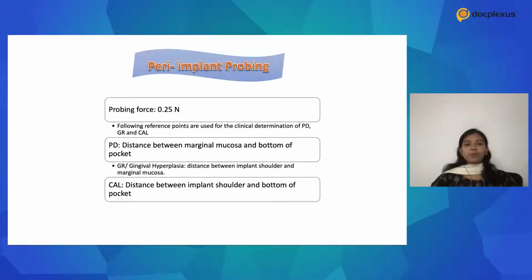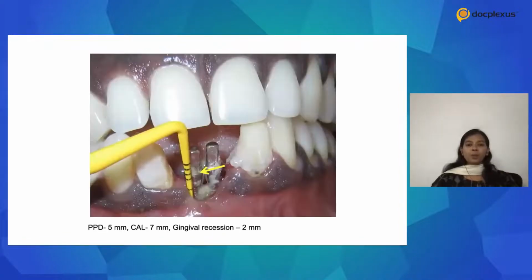So this peri-implant probing, as I told you, should be only 0.25 Newton centimeters. So probing depth is the distance between the mucosa and the bottom of the pocket or bottom of the implant sulcus, whereas CAL is the distance between the implant shoulder and the bottom of the pocket. So these are some of the parameters which you should be able to record during your peri-implant probing.